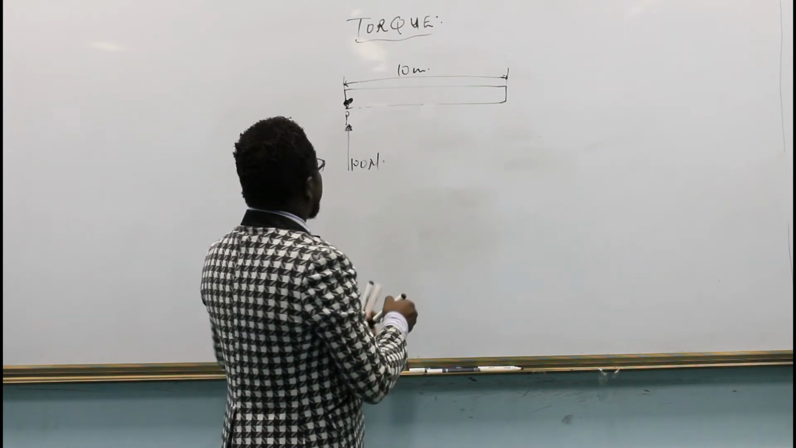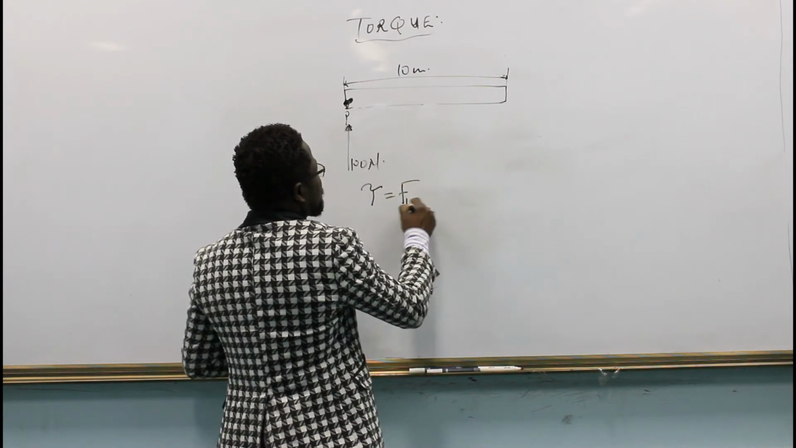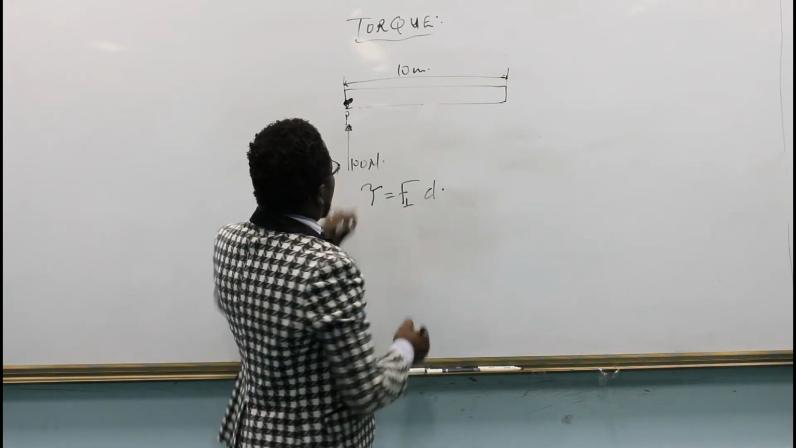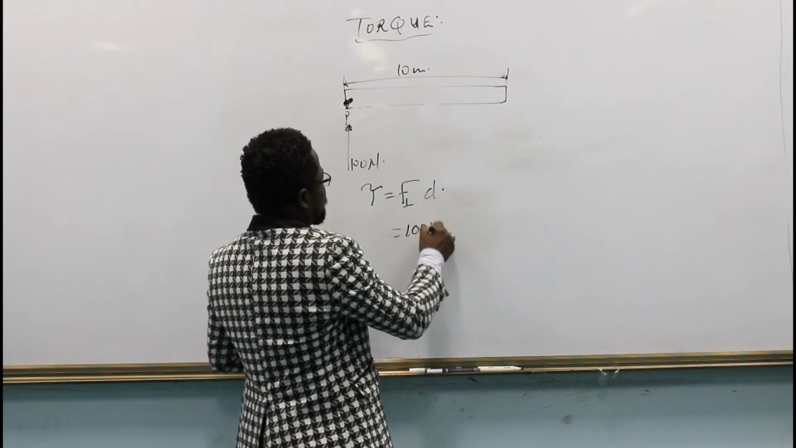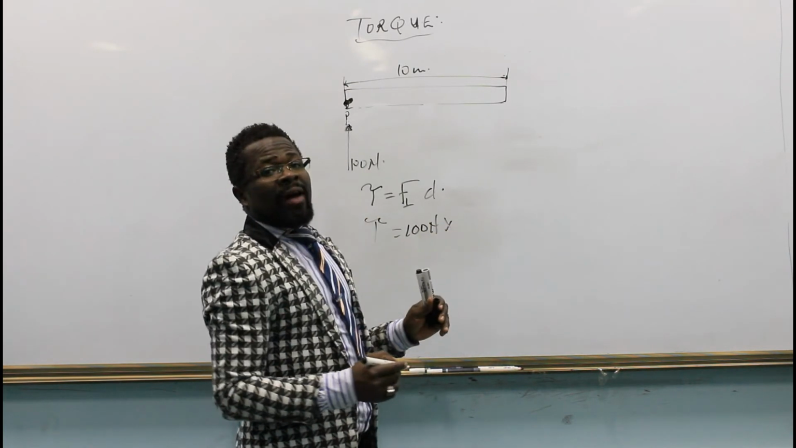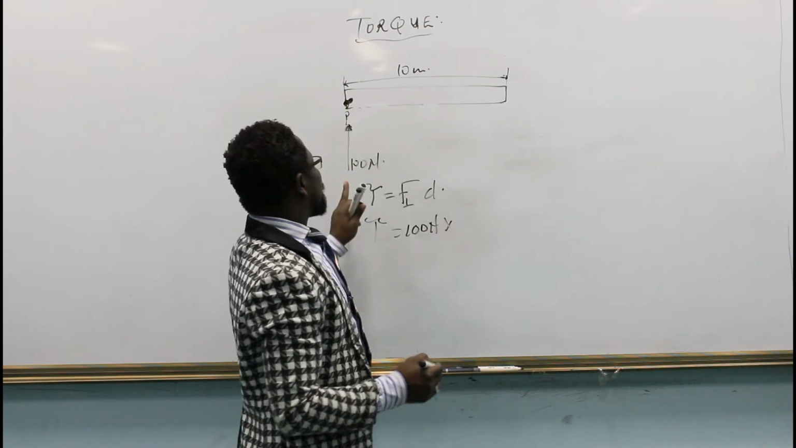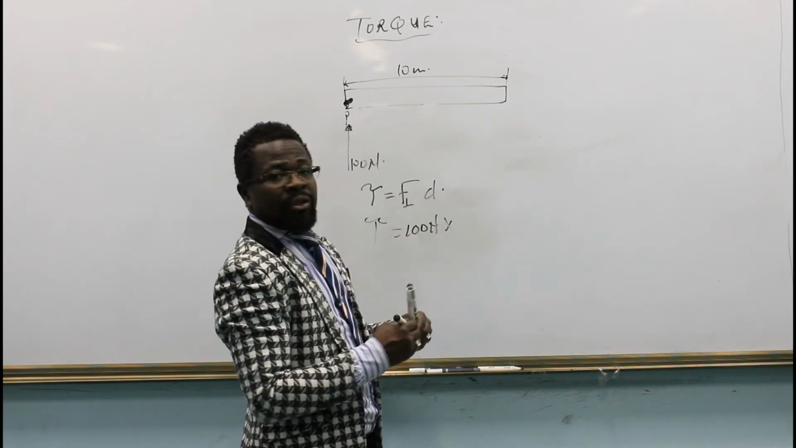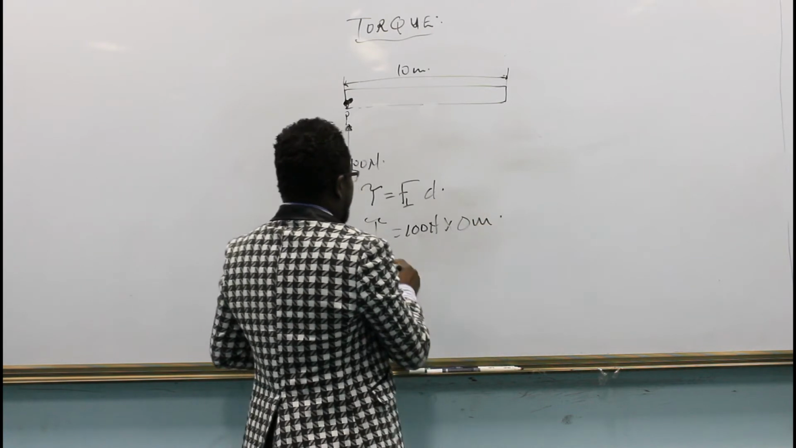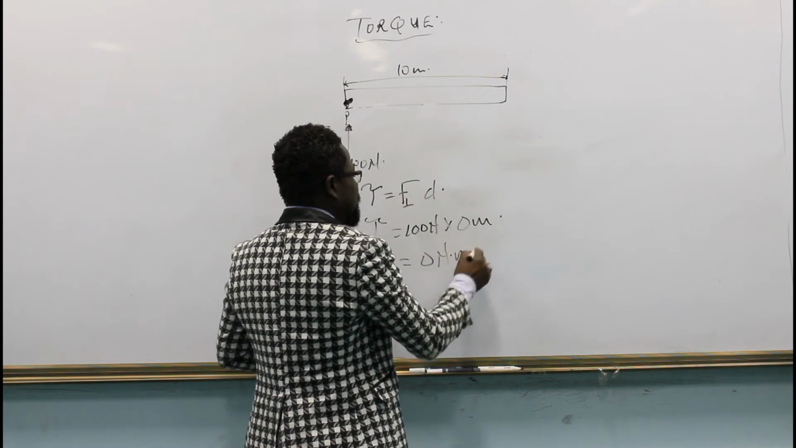Well, straight away we will say that our torque is the perpendicular force multiplied by the lever arm. What is the force? The force is 100 newtons multiplied by what is our lever arm? Our lever arm is 0, because there is no distance between the force and the axis of rotation. Therefore, it is 0. So that is 0 meters. And therefore, that is going to give us a torque of 0 Newton meters.